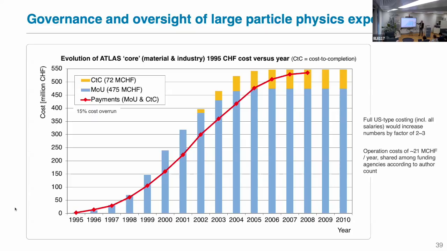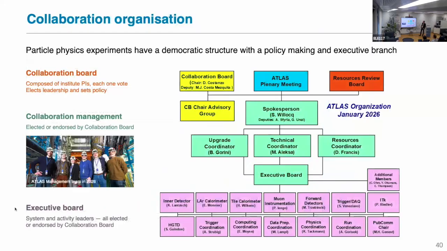So in the US type of costing, this is only material costs. When they include all the salaries, it is actually 2 to 3 times more. This is important to keep in mind. And then since this, we spend about 21 million Swiss francs every year we get from the funding agencies for the operation of the detector, the experiments.